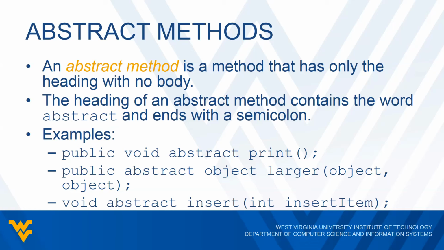And then the last one here is void abstract insert, and then we have a parameter insert item. So here we didn't specify if it's public or private, that's fine, but once again we have the abstract keyword and it ends with a semicolon. There are no curly braces, there is no body associated with this method.